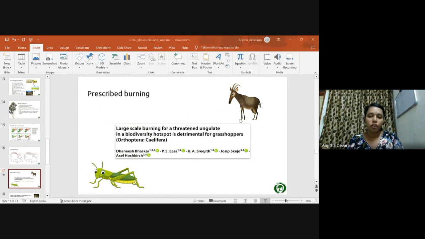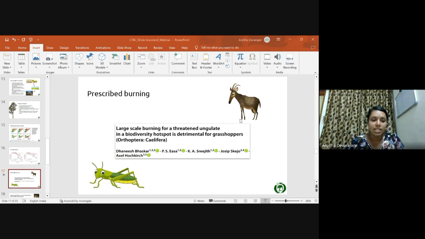And there are a lot of management activities that have been carried out for the conservation of this species, like controlled burning of the landscape, controlled burning of the grasslands. The Nilgiri tahr feeds on the grasslands, the fresh grasses. So to provide food for this threatened species, the forest managers burn the grasslands in a controlled manner so that new sprouts of the grasses will come up in the next few months.